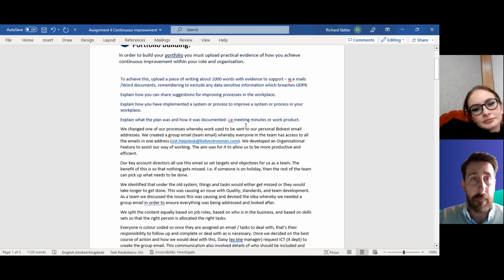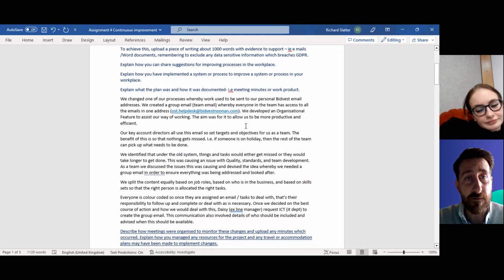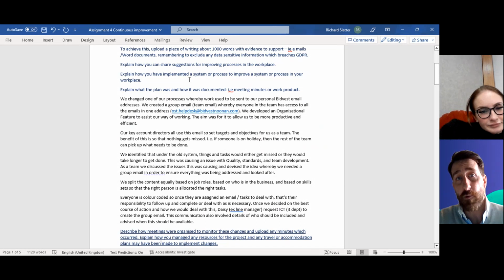So what we're going to look at is this. So if you can explain how you share suggestions of improving processes in the workplace, explain how you implemented a system or process to improve the workplace, and explain what the plan was and how it was documented.